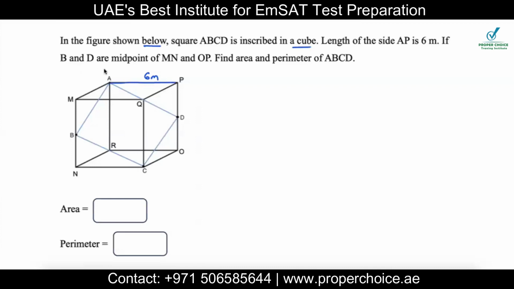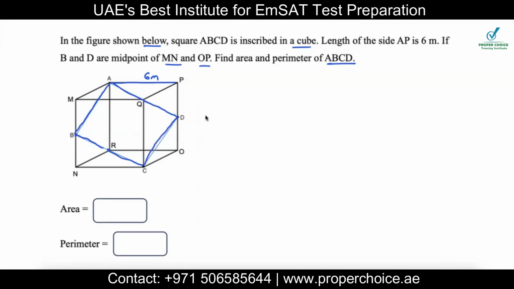If B and D are midpoints of MN and OP, B is the midpoint of MN and D is the midpoint of OP. Find the area and perimeter of ABCD. Find out the area and perimeter of the square which has been drawn. They are asking you to find the area and perimeter of this shape ABCD. So it's a square.